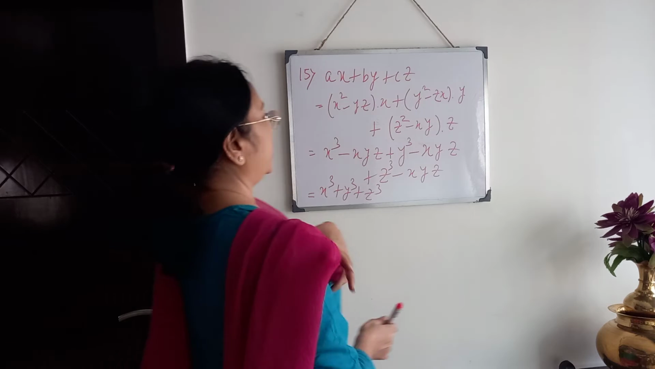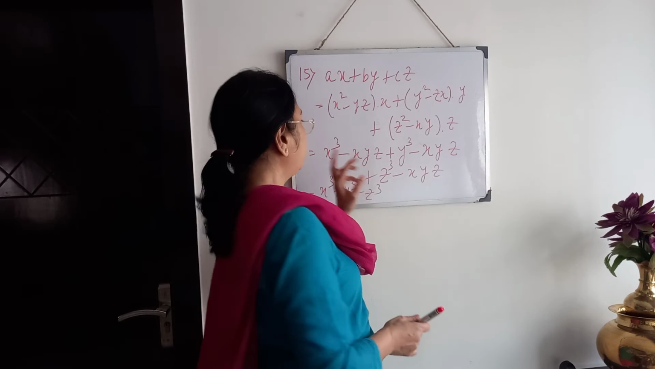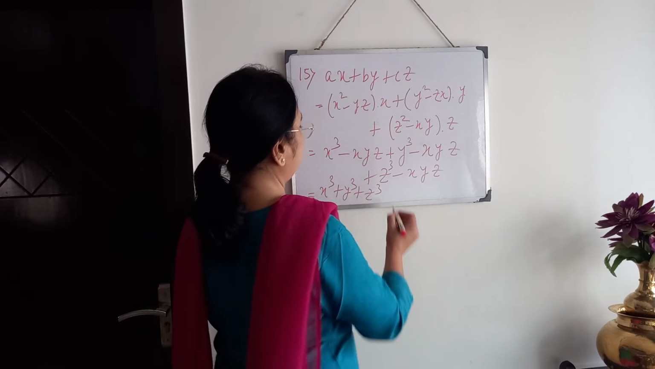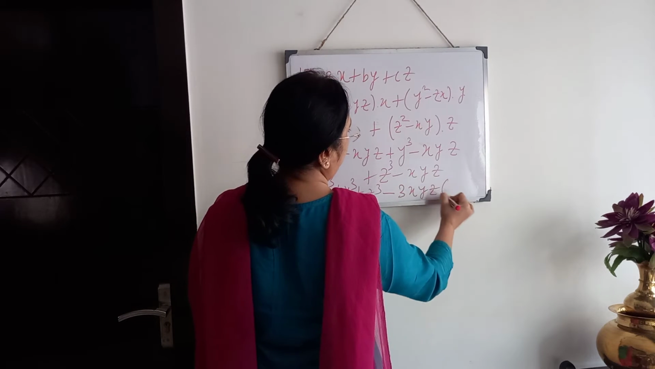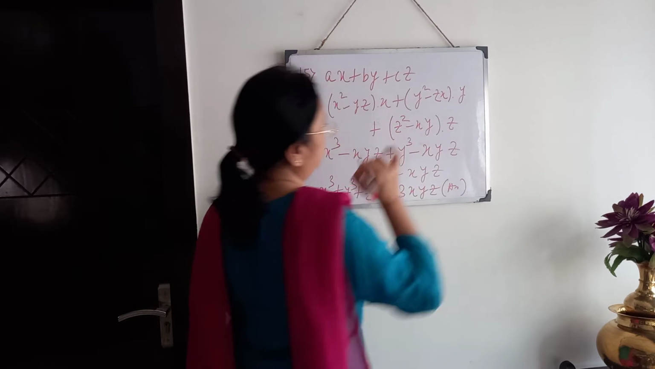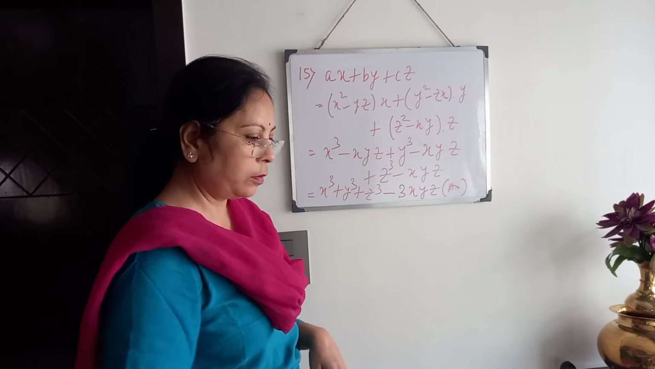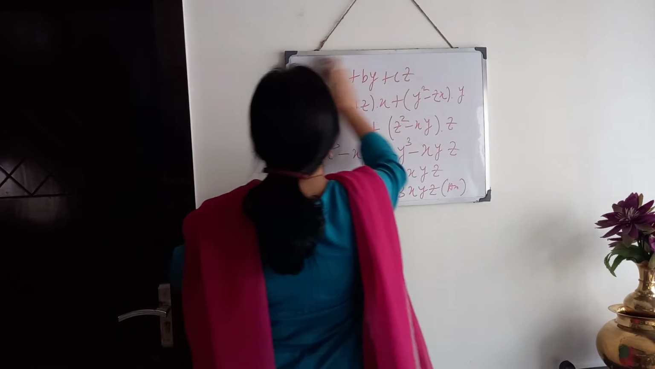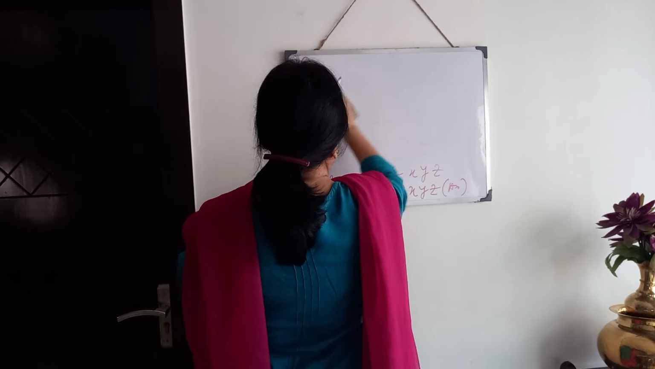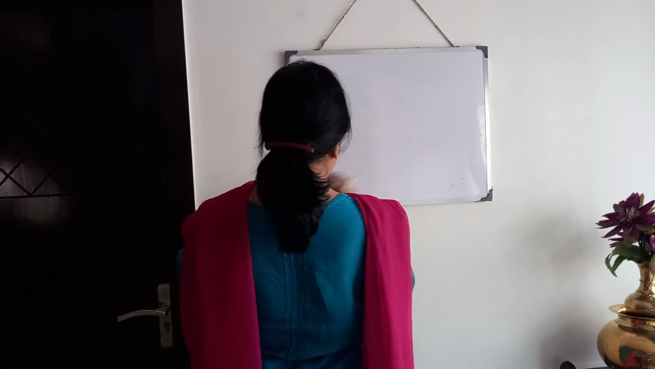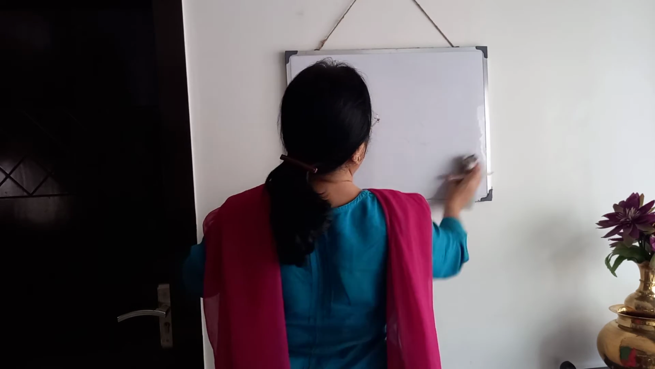So all are negative sign, so you have to add. So 1, 2, 3, 3 terms are there. So minus 3xyz. This is the answer. Now division. Divide the first quantity by the second.